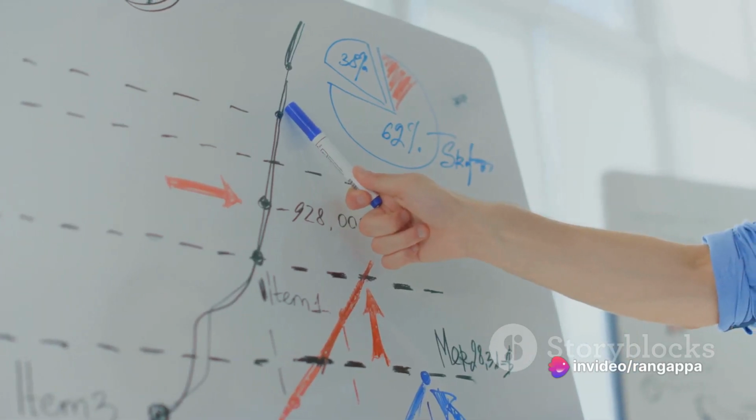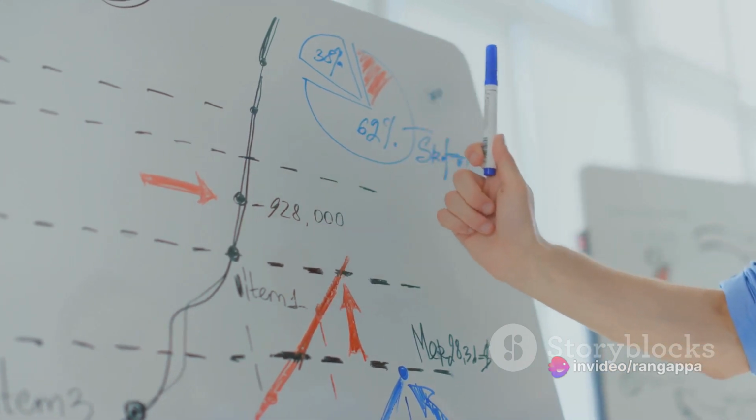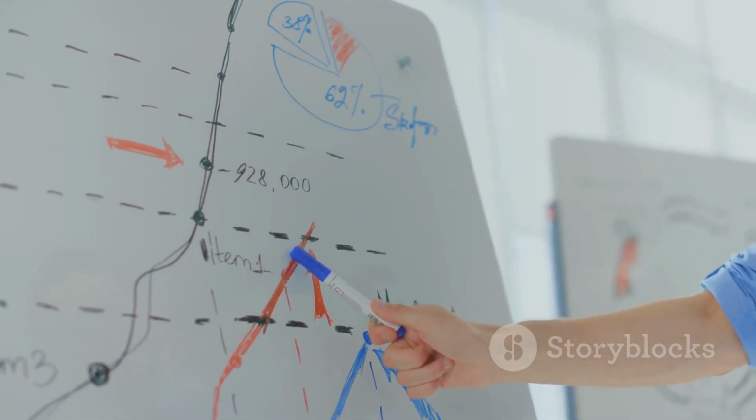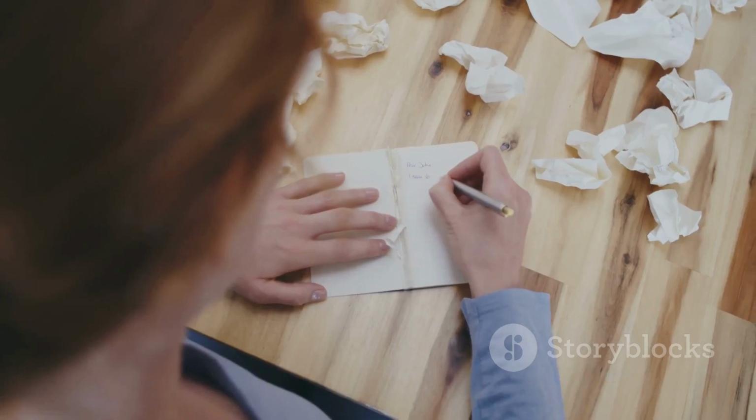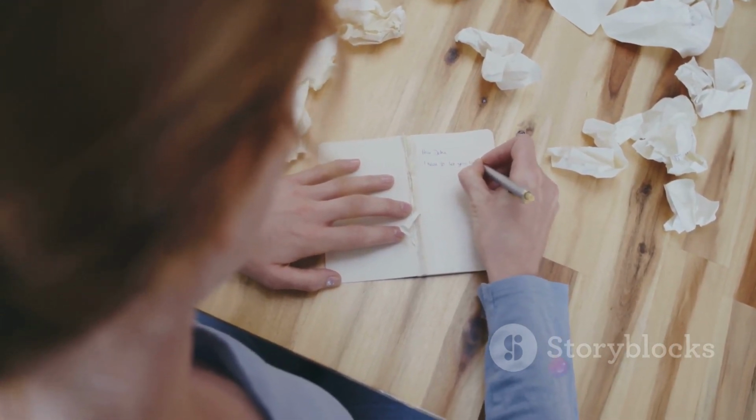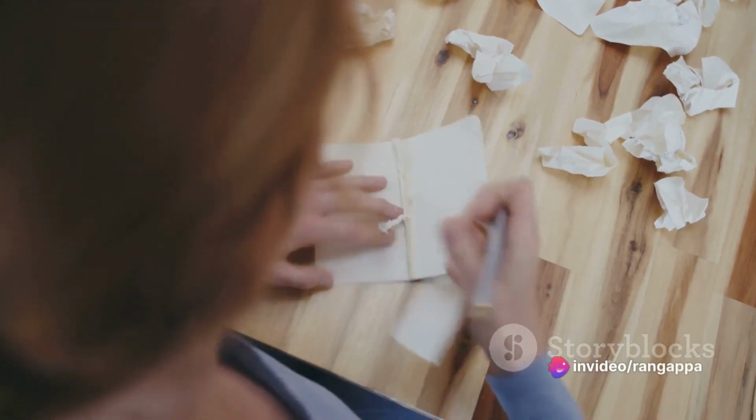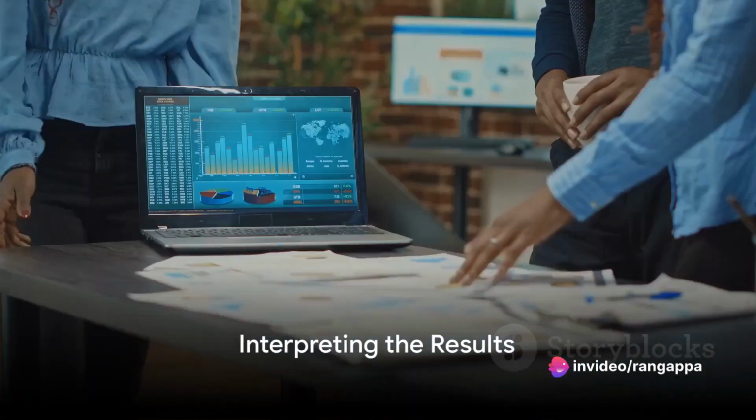The critical value is a threshold to which the test statistic is compared to decide whether or not the null hypothesis is rejected. If our test statistic is more extreme than the critical value, we reject the null hypothesis in favor of the alternative. After this, we interpret the results.